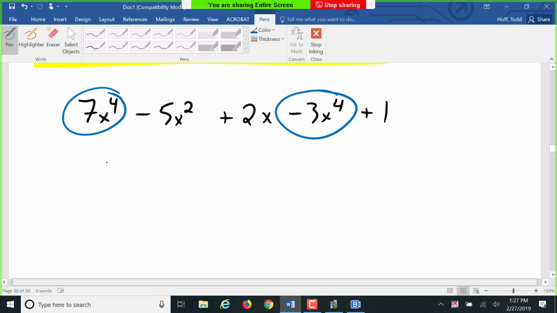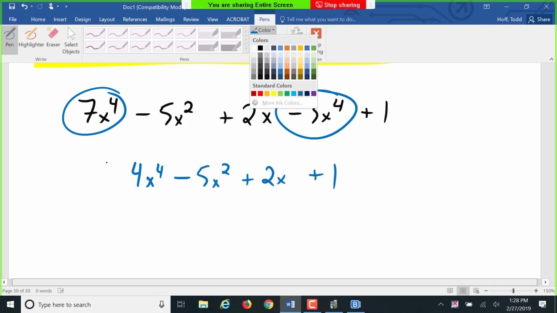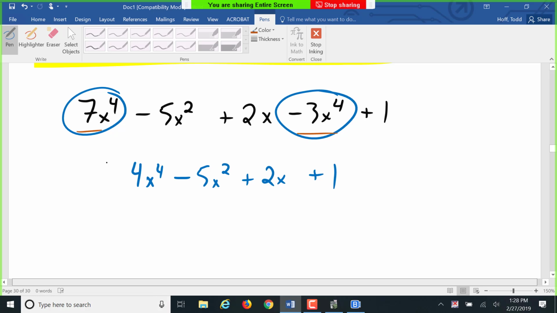There we go. The 7x to the 4th and negative 3x to the 4th can be combined to make 4x to the 4th. Good. Minus 5x squared plus 2x plus 1. So that is only a 4-term polynomial because 2 of the terms needed to be combined before it was in its simplest form. So from these, what we've learned here with our basics, our next step is going to be to start calculating with our polynomials.